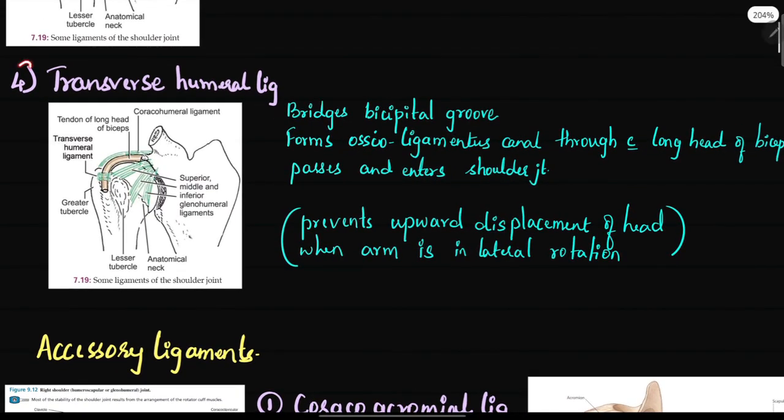Next is the fourth one, the transverse humeral ligament. You can see the transverse ligament here, which bridges between the greater tubercle and lesser tubercle. Below there is a bone, above there is a ligament, and it forms an osseo-ligamentous tunnel in which the long head of the biceps passes, over which it forms the bridge here.